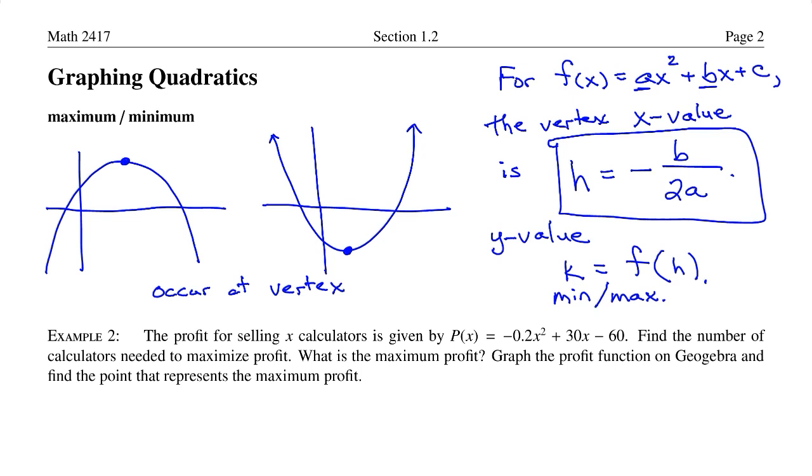We know the orientation of the graph based on the value of a. That is the coefficient of the x squared. If the a is negative, less than 0, then the parabola opens down and we get a maximum. And if a is positive, then the parabola opens up and we get a minimum.